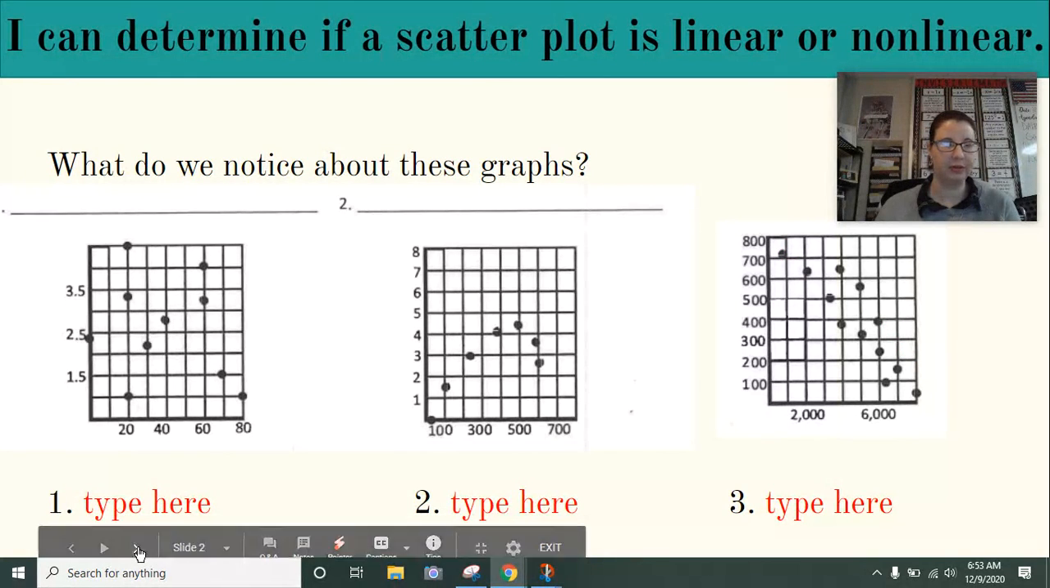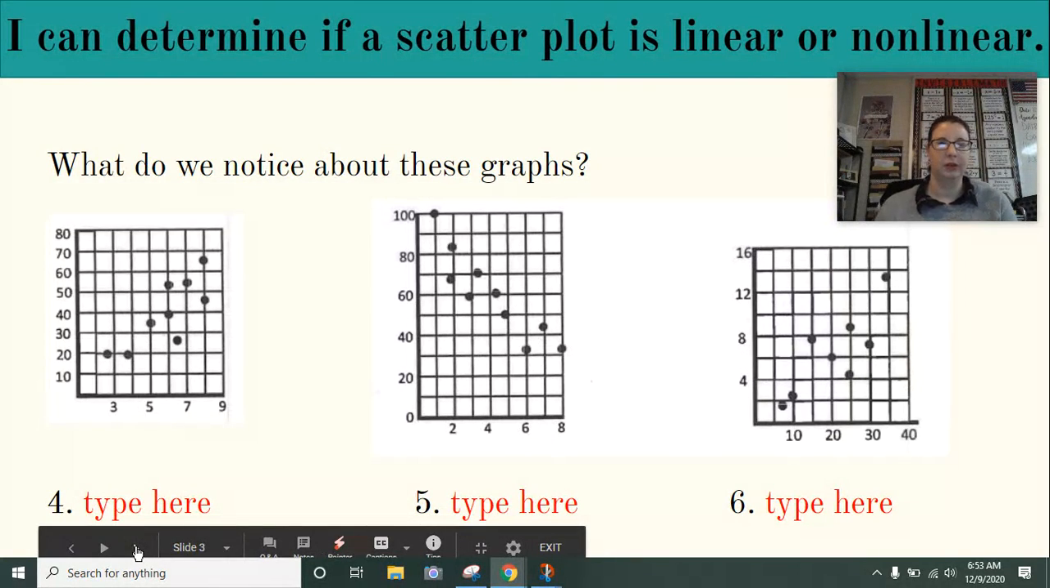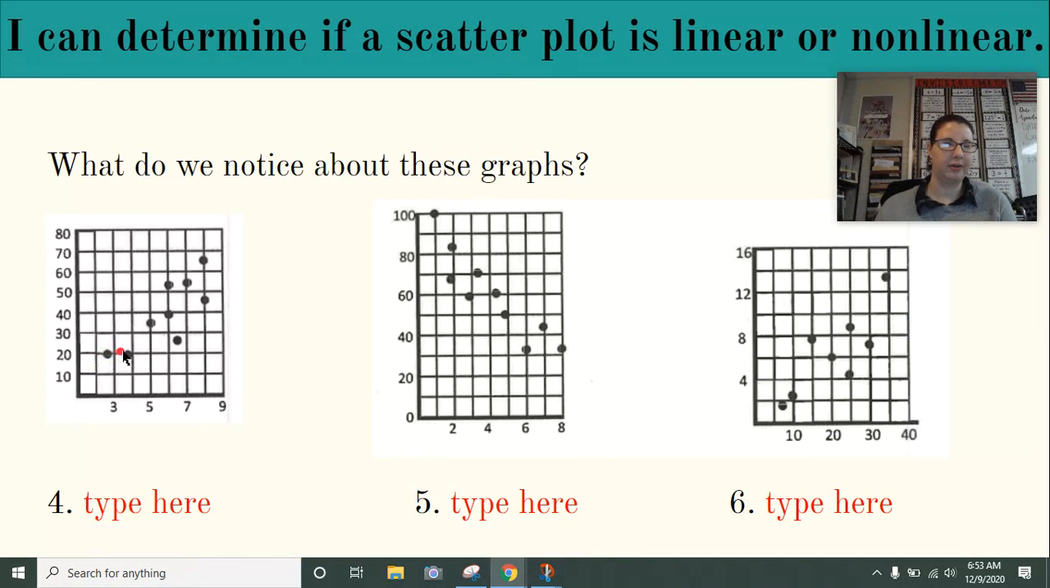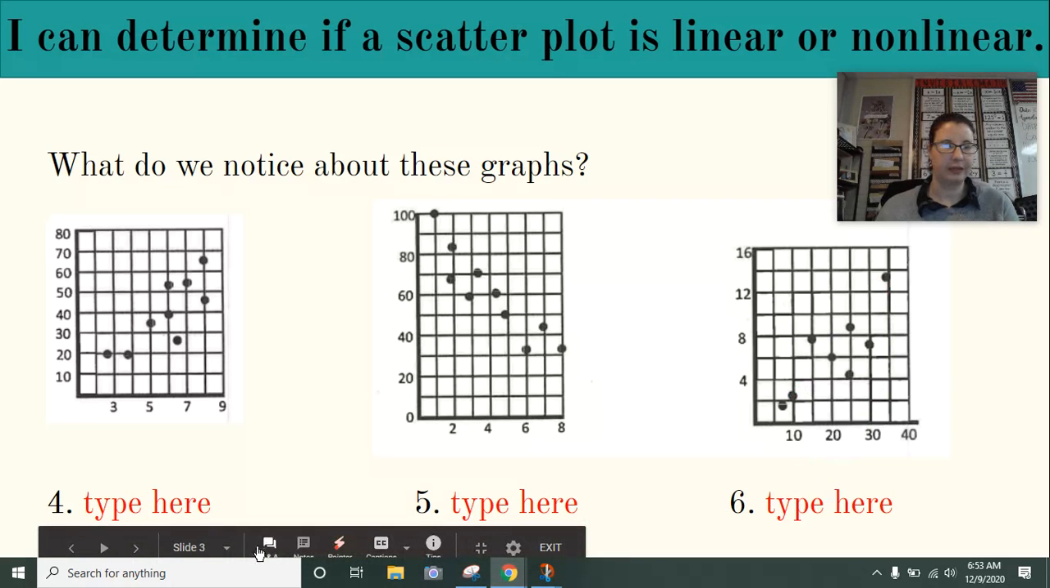So let's look at a couple other examples. What do I see about this line? Well, this line, if I'm following the pattern, it's kind of gonna swoop here, or it might be straight with an outlier. And this one, it's kind of got a pattern going down. This one's kind of got a pattern going up. So this is what real life data looks like.